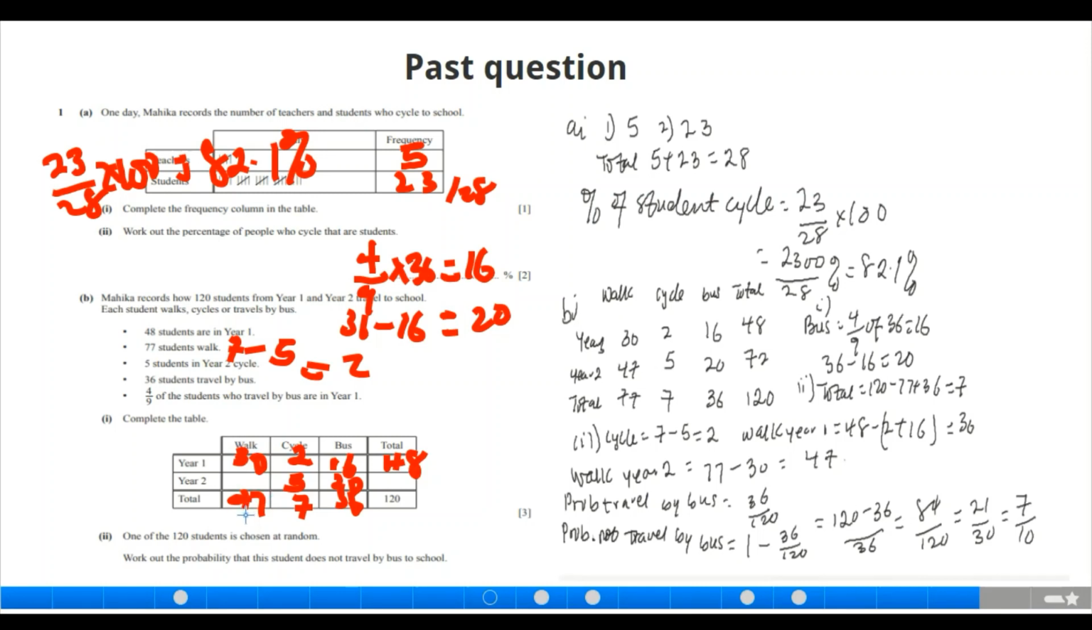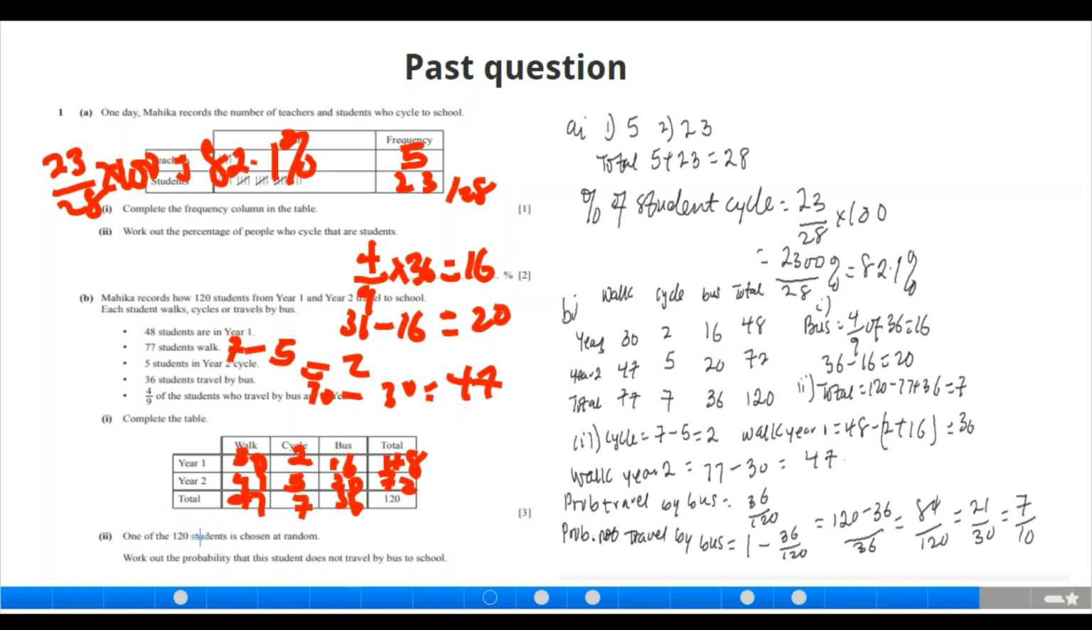Now, having gotten that this is 77, right? We want to know the number of students that work in year 2, okay? So we can actually say that we have 77 minus 30. 77 minus 30, that will give us what? 47. So we have 47 here. So to get the total number of students in year 2, we add 47 plus 5 plus 20. So if you have that, that should give us what? That will give us 72. And that's how we complete the table.